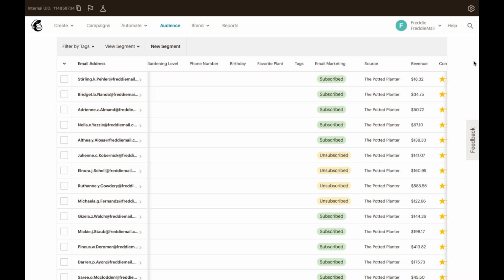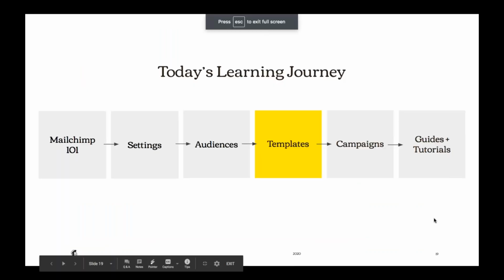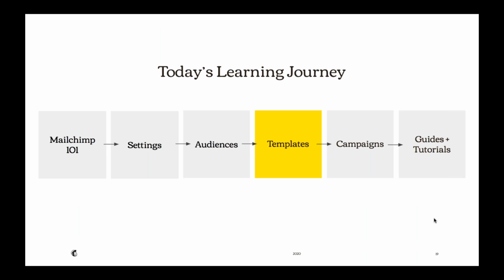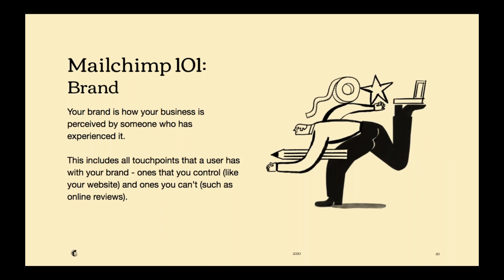The next step in our learning journey introduces templates and the Content Studio tool, which are 2 main Mailchimp features that will help you maintain and manage your brand. Before we do that, we're going to talk about brand and why it's important to have tools in Mailchimp to help you manage it.